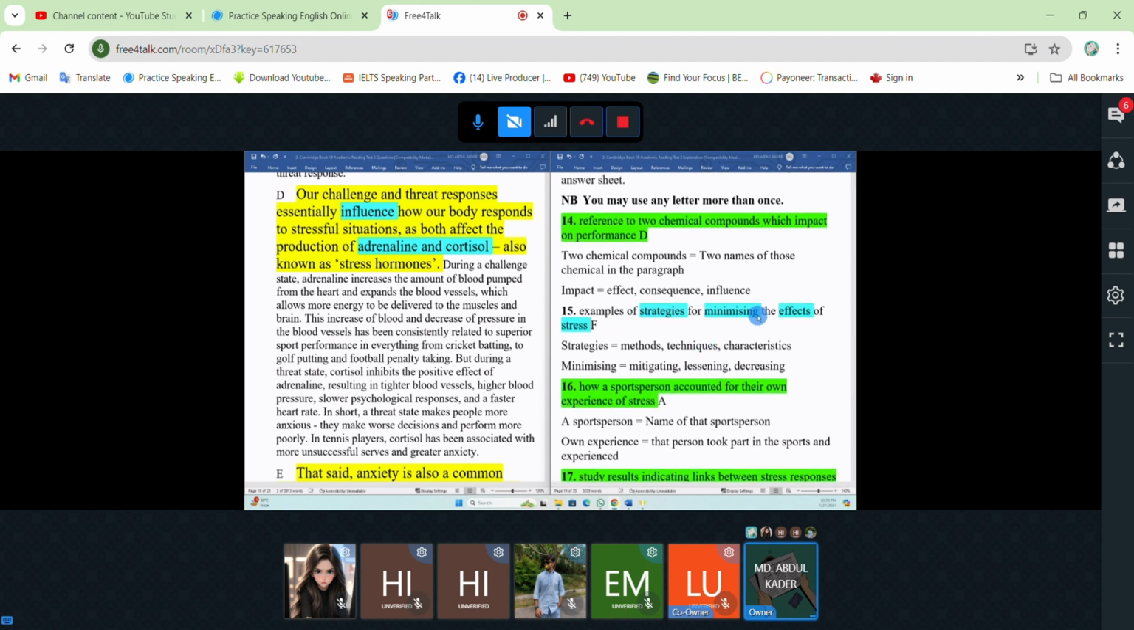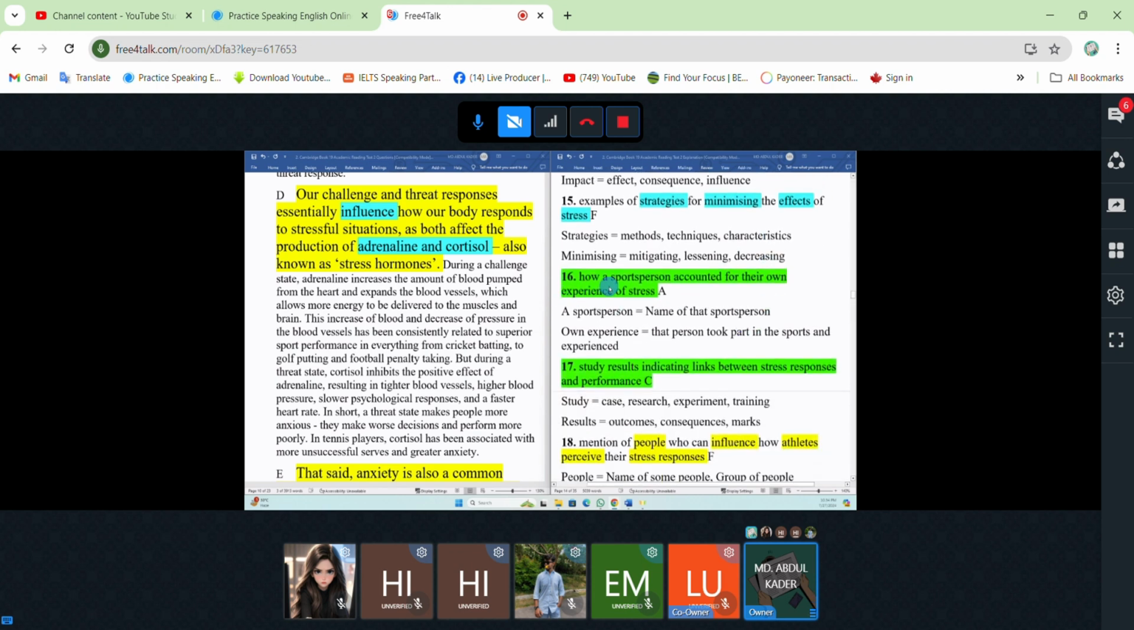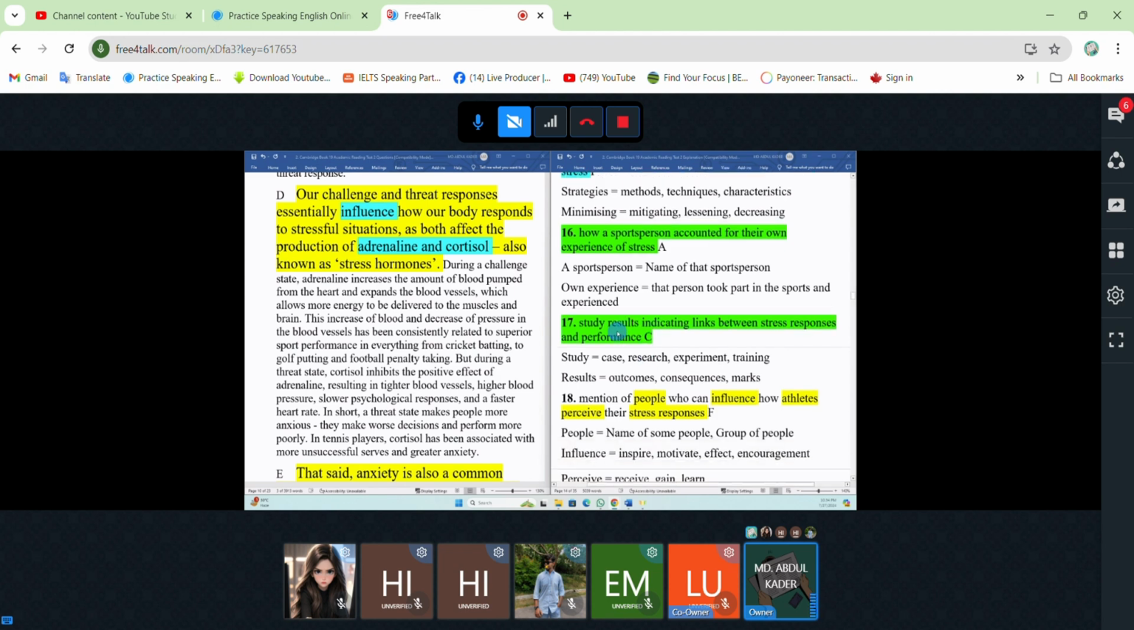Question number 15, we've got some strategies. Example of strategies for minimizing the effects of stress. Instead of the word minimizing, you will have the word decreasing, lessening, or mitigating. And instead of strategies, methods, techniques, and characteristics. Question number 16, how a sports person accounted for their own experience of stress. Instead of a sports person, you will have the name of that sports person. Own experience means that person took part in the sports and experienced it.